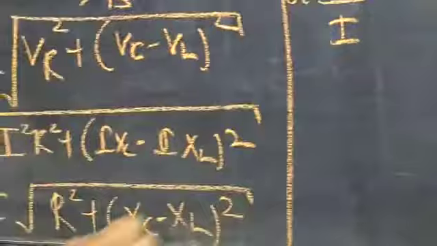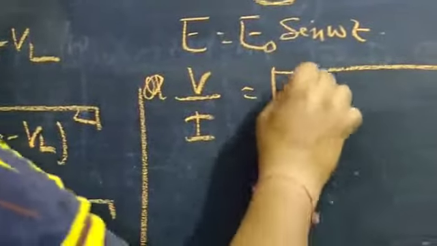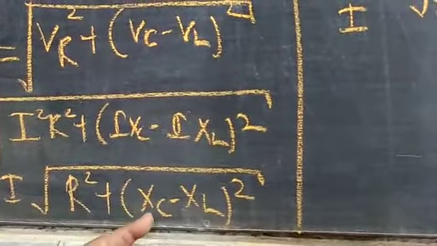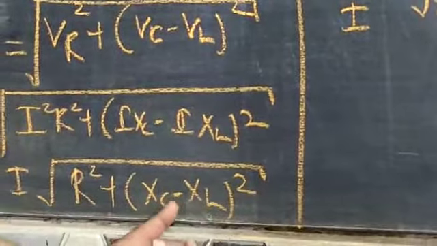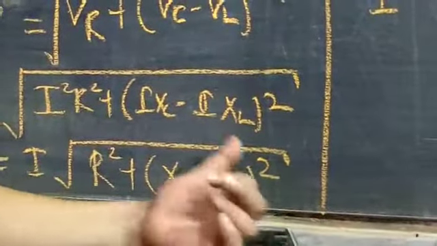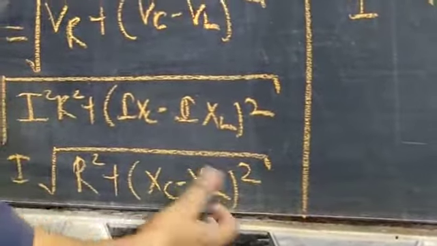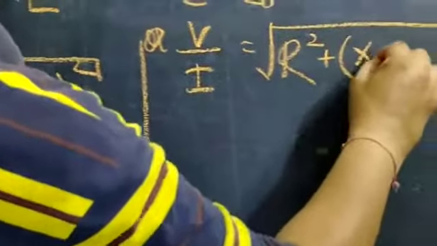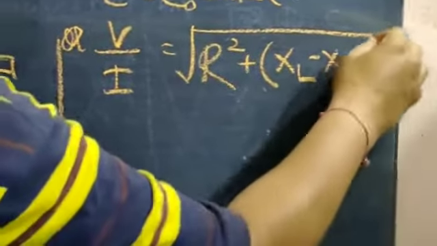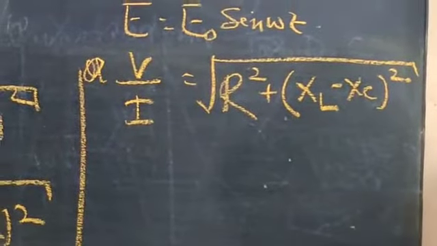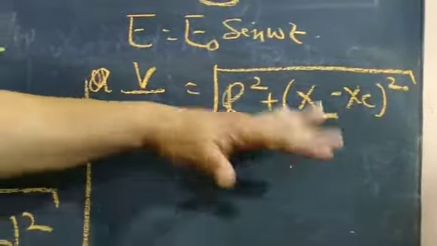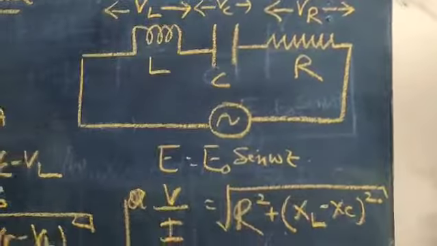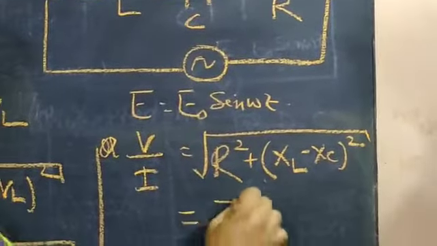So V upon I is equivalent to the square root of R squared plus, here we have the whole square. So either we write XL minus XC or XC minus XL, as we are having the whole square, it won't matter. So we can write it XL minus XC, similar to the previous one. Again, the ratio of voltage to current will give the total obstruction of the circuit, and it will again be called the impedance of the circuit and will again be denoted by Z.